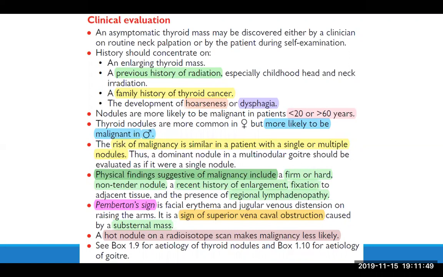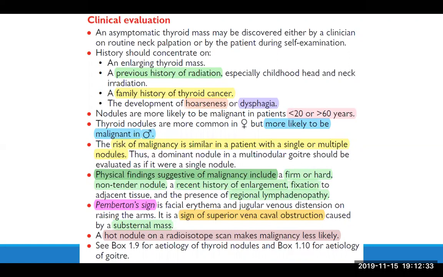Nodules are more likely to be malignant in young patients, less than 20 years or 10 years, and also new nodules which appear in elderly people have a high risk of malignancy. Thyroid nodules are more common in females, but more likely to be malignant in males. The risk of malignancy is similar in patients with single or multiple nodules. So in every case of multinodular goiter, we must deal with each nodule as a single nodule for risk stratification. And we can do fine needle aspiration biopsy from the most suspicious nodule, or the largest one if none is more suspicious.